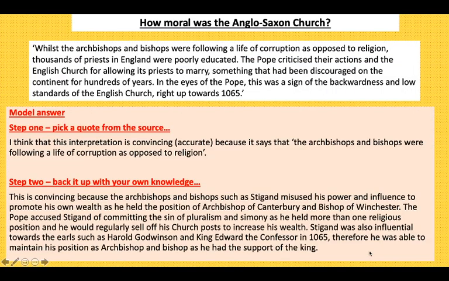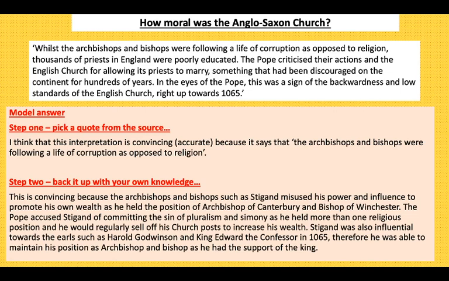So, here is an answer that I would provide, a model answer from myself. So again, we've got the interpretation up at the top here, and we're going to try and find evidence to prove that this interpretation is indeed true. Okay, so again, step 1, you're picking a quote from the source. Now, I've chosen that I think this interpretation is convincing because it says the archbishops and bishops were following a life of corruption as opposed to religion. And now I'm going to back that up with my own knowledge and evidence.